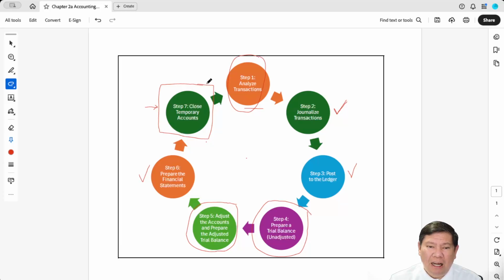And once we're done with the closing entries, we are ready for a new accounting period. And the cycle starts again. Okay, so take a look at this cycle. It will help you understand what we're doing in chapter 2 and chapter 3.